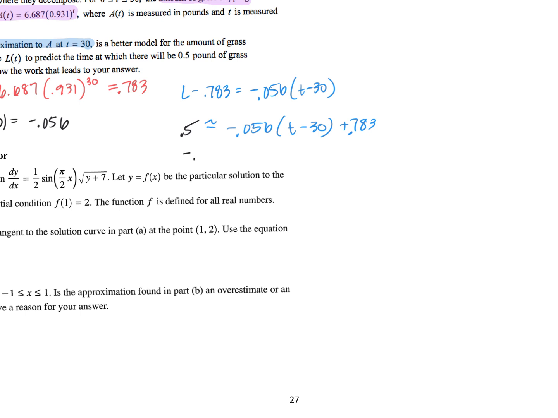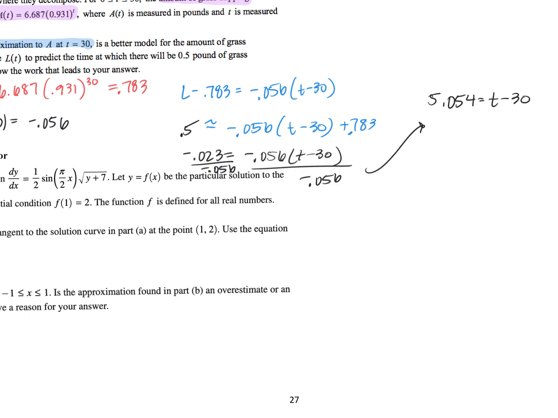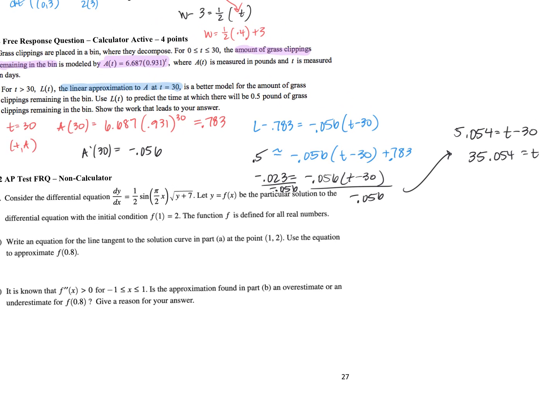And I'd get negative 0.023 equals negative 0.056 T minus 30. I'm going to divide by negative 0.056, and I'm using those numbers from my calculator. So I'm going to just say divided by up arrow and get those actual values. And I'm at 5.054 equals T minus 30. And then I'm going to add 30 to it. And I'm going to get 35.054 because 3 decimals all day, every day. And I was about to say days, but I don't think that they asked for units, so I'm not going to.